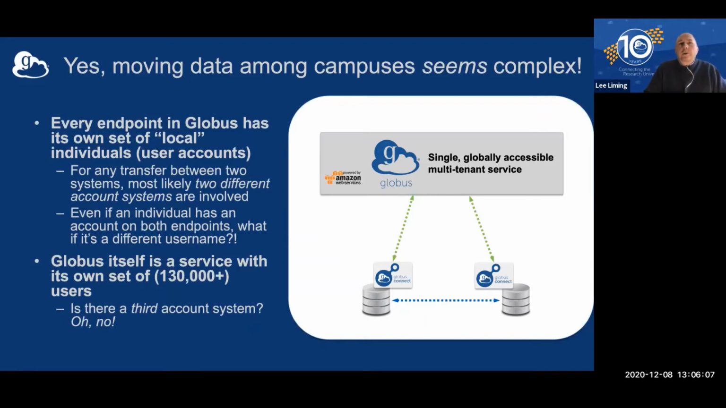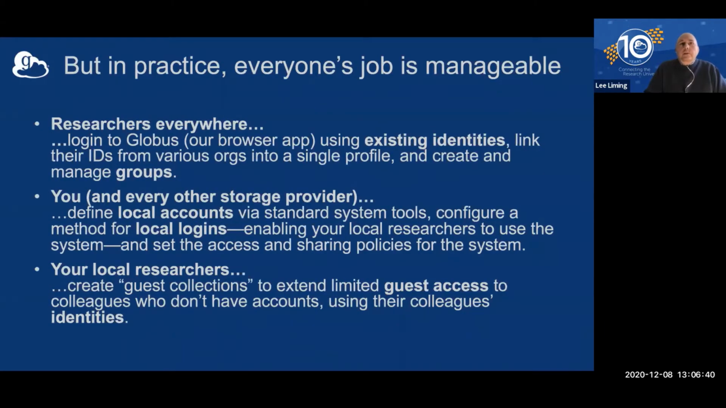How does it make it so that I can actually set up a transfer from one system that has one set of accounts to another system that has a totally different set of accounts? And then you might think it's even more complicated because Globus itself is a service, and we know that there are hundreds of thousands of people who already have Globus accounts or use Globus. So does that mean that there's a third accounting system involved in every single transfer? Oh my gosh, that sounds really complicated. Well, the good news is that in practice, we've designed things such that everybody's job is manageable.